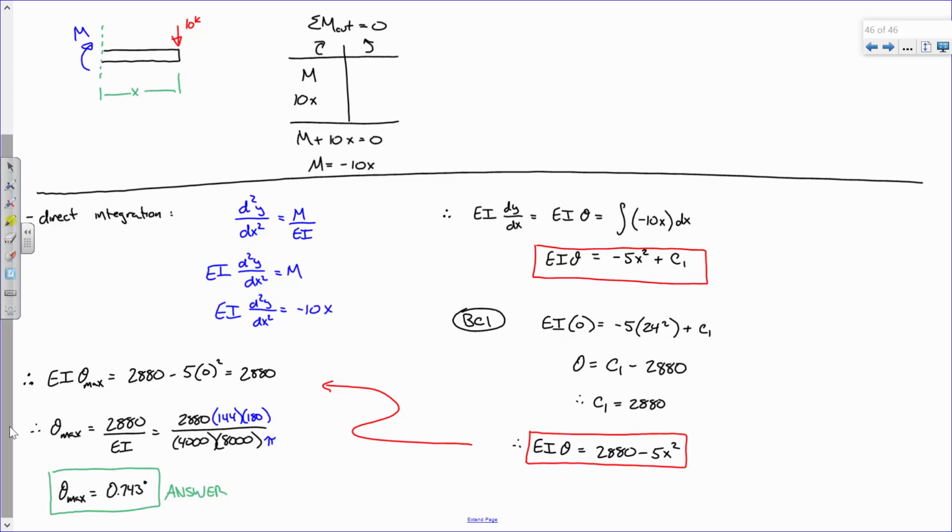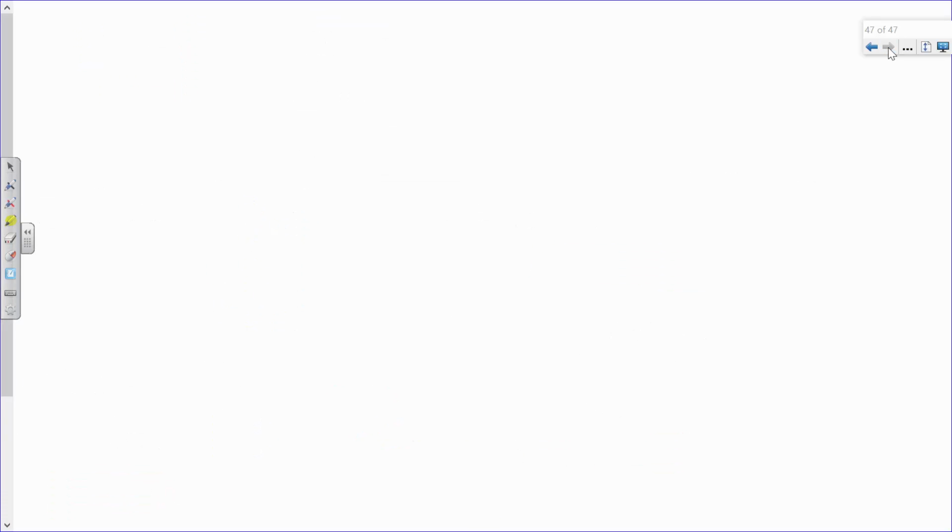Not too bad, right? So now we only have one more step to do, and it's pretty much just the continuation of this. We need to integrate one more time. So does everybody have this? Okay. So we know that EI theta is 2880 minus 5x squared. So EI y, we have to integrate that.